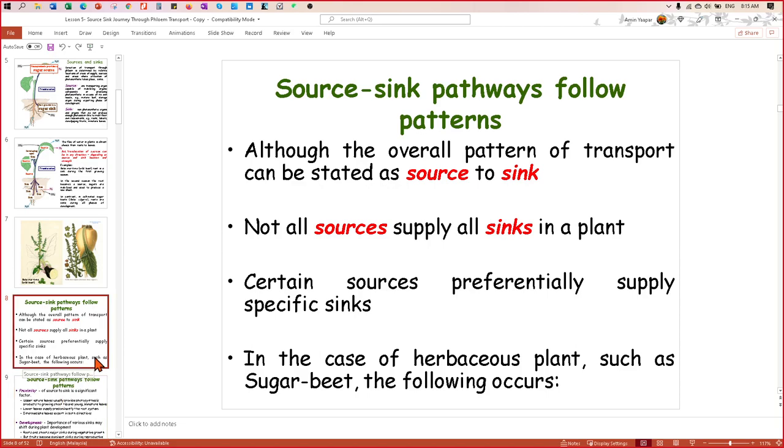I know I have been talking about it in a very general way. We talk about the source to sink journey or transport, but not all sources supply sink in a plant. Remember that the leaf potentially can be a source organ, but not necessarily it supplies. You know what I'm saying? Okay.